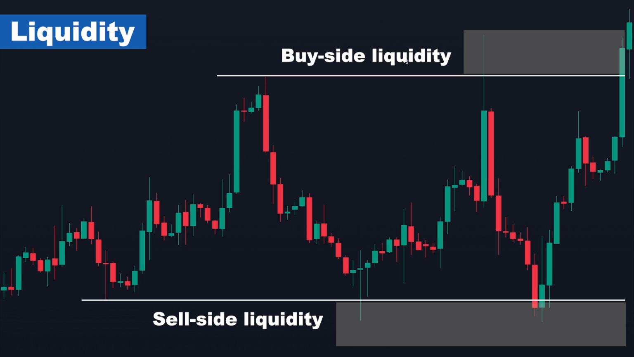They are entering a short position and their stop order is a buy order. So there are lots of buy orders already placed here in this area. That's why it's called buy side liquidity. It means that in this area we already have liquidity for buy orders.